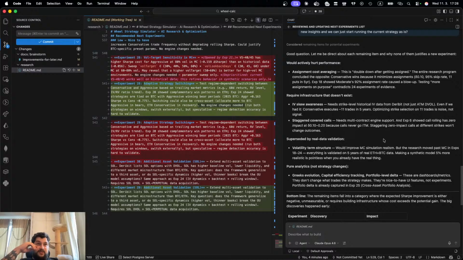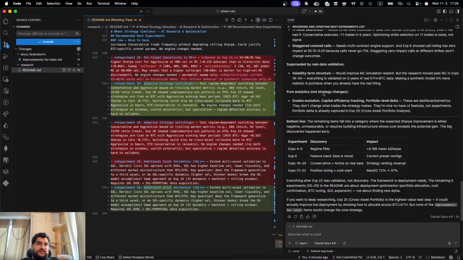Superseded by real data validation. Volatility term structure would improve Monte Carlo simulation realism, but the research moved past MC in experiments 18 to 24. Everything is validated on 5 years of real ETH and BTC data, so making the synthetic model 5% more realistic is pointless when you already have the real thing. Pure analytics: peak evaluation, capital efficiency tracking, portfolio-level data. These are dashboard metrics. They do not change what trades.